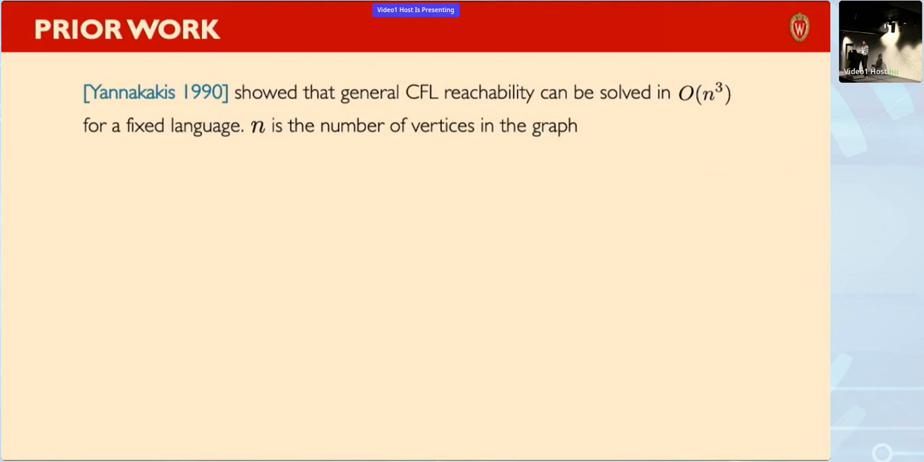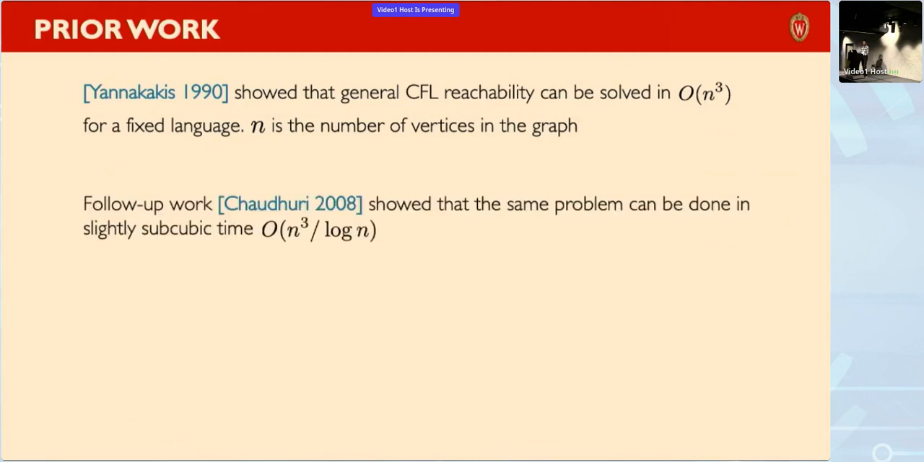Let me touch upon some of the work that is directly relevant to what I'm presenting today. The first work I would like to highlight is the seminal paper by Yannakakis that appeared in PODS in 1990. Yannakakis showed that CFL reachability in general can be solved in n cubed time for a specific language, where n is the number of vertices in the graph. Follow-up work showed that the same problem can be solved in slightly subcubic time, going from n cubed to n cubed over log n, a logarithmic improvement.